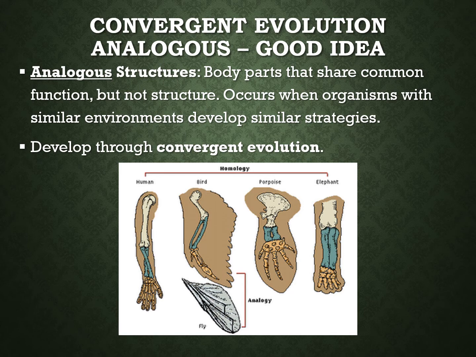So this occurs when organisms with similar environments develop similar strategies of dealing with those environments. Again, here in this picture, we actually see the first part. The first 4 structures here are homologous structures. And then the fly wing down here, which actually has the same function as the bird wing, does not have the same structure, and so these are called analogous structures.